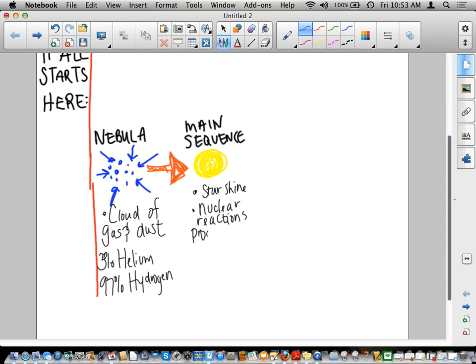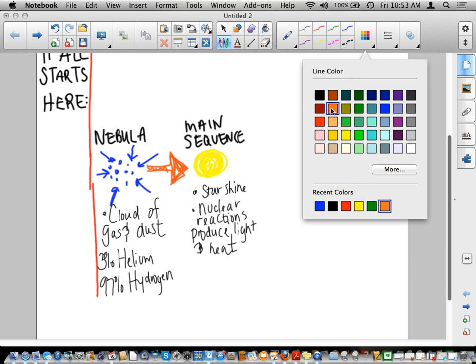And these nuclear reactions produce light and heat. Star shines, nuclear reactions produce light and heat. Okay, so if it is a large mass star, I'm going to create an arrow that's going to go up.